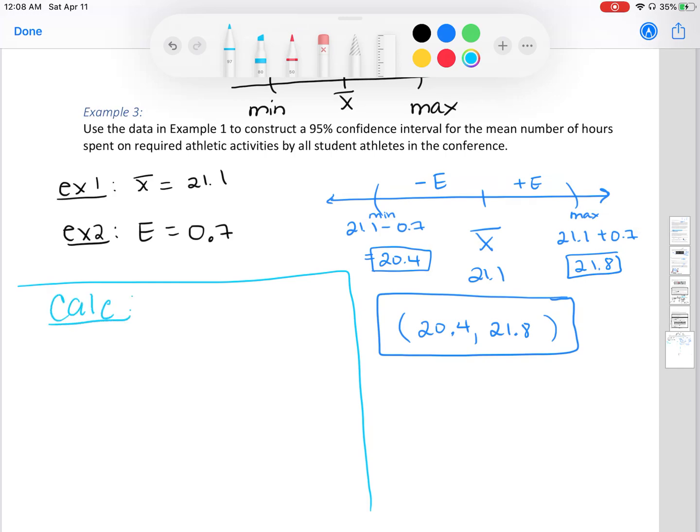You have a video above that shows you how to use your calculator and how to use your buttons. But let me outline the steps. You're going to press Stat and scroll over to Test. Then you're going to scroll all the way down until you find the Z interval. And you're going to enter all of these pieces.